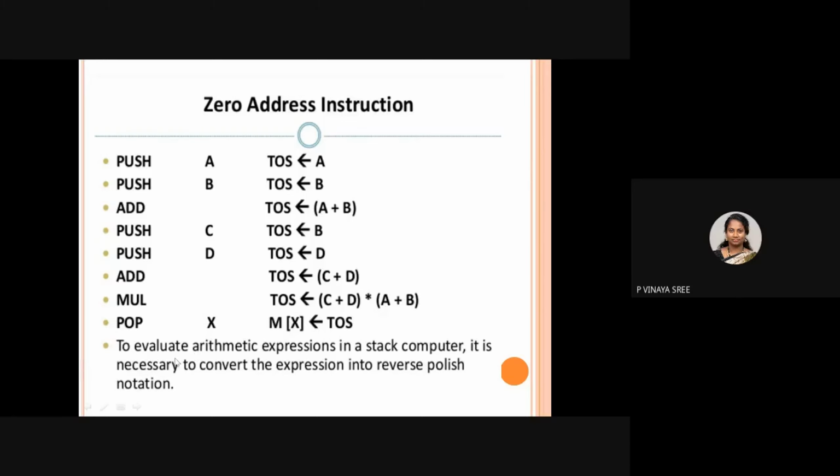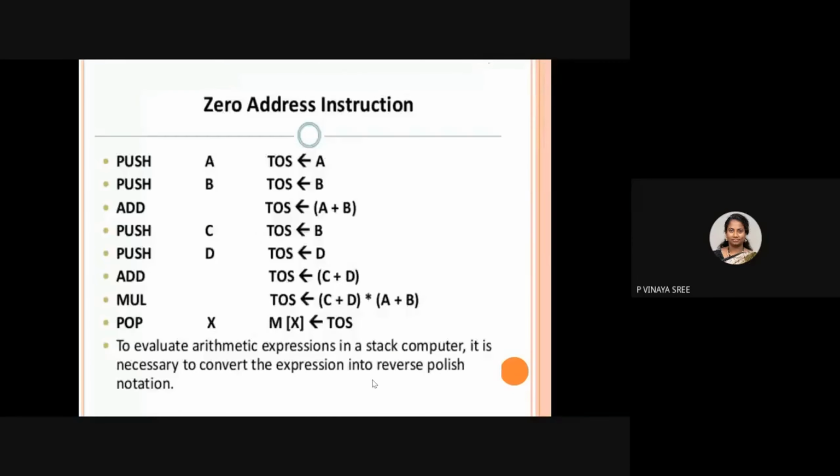See here, to evaluate arithmetic expressions in a stack computer, it is necessary to convert the expression into reverse Polish notation. Means it is necessary to convert it into postfix, ma'am? Yes, we need to convert it into postfix, but it is needed mainly when the given instruction is somewhat more complicated.